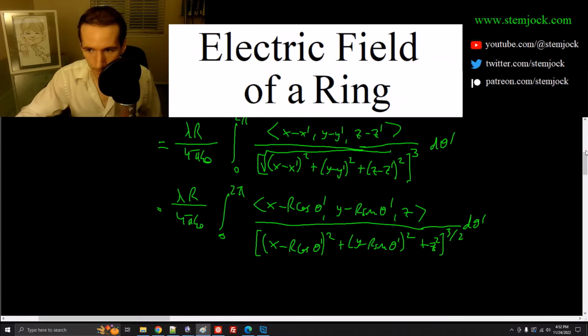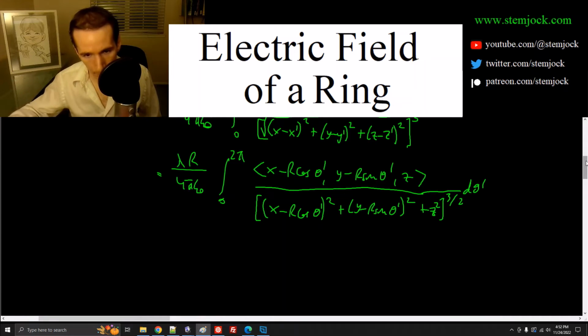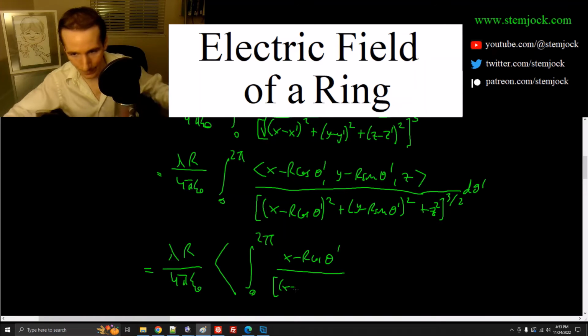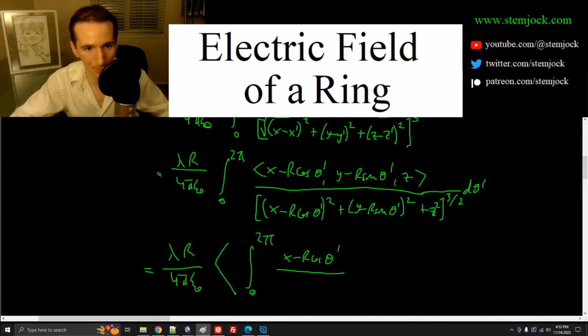And in order to integrate a vector, we have to integrate its components. So I bring this integral into each one of its components. So this is going to be lambda R over 4 pi epsilon 0, and now integral 0 to 2 pi. And on top, I'm going to have x minus R cos theta prime over all of this here. So I'll just copy and paste that to save time.